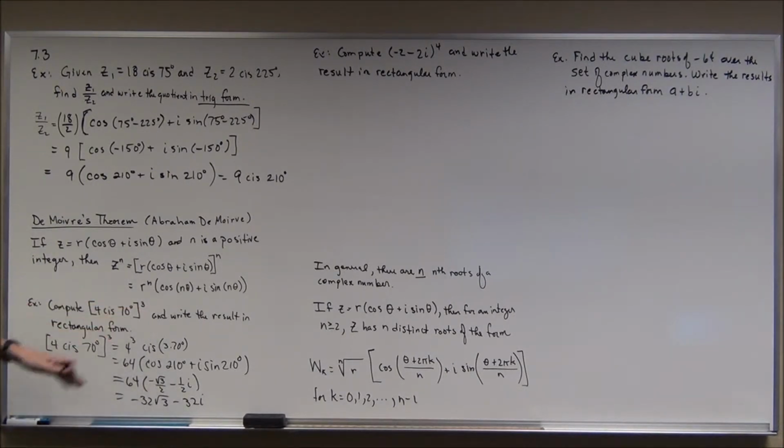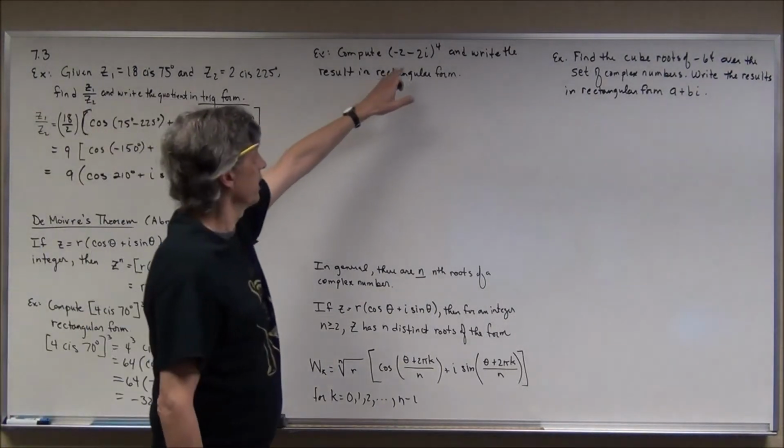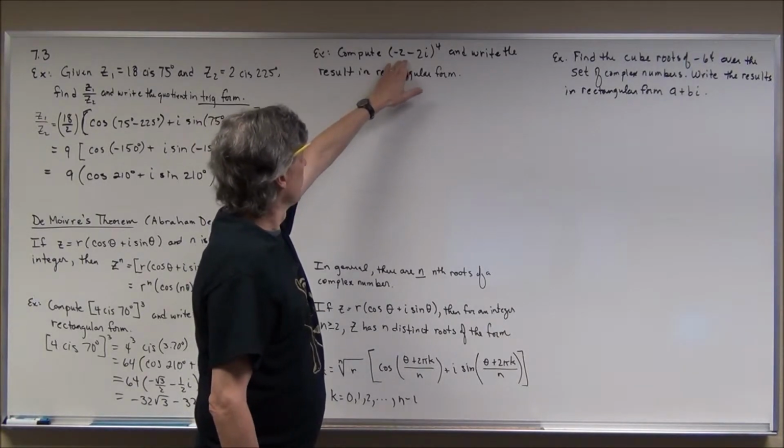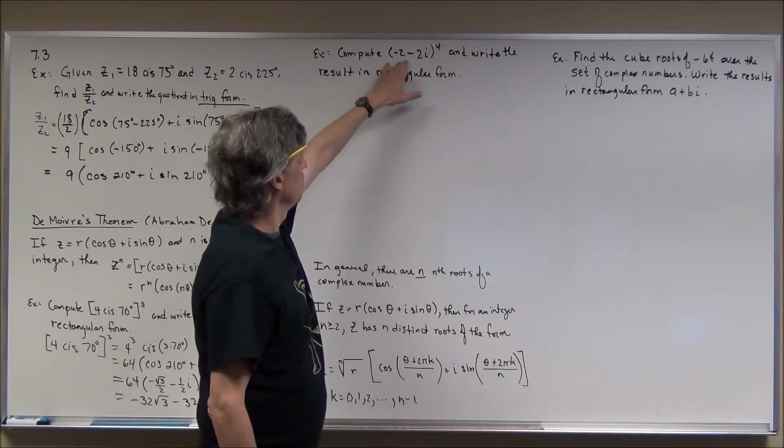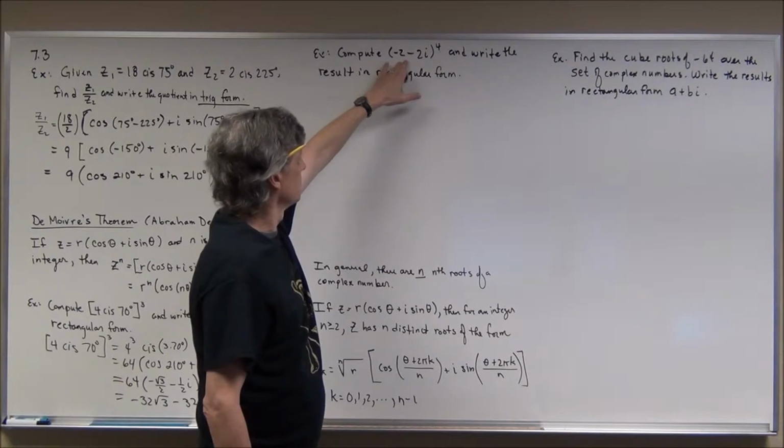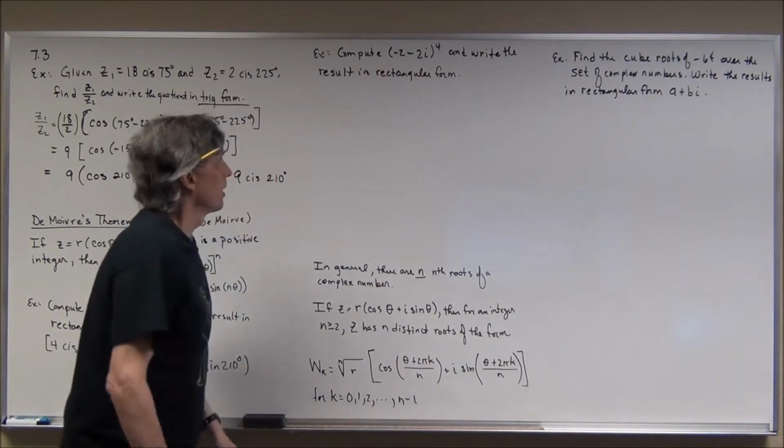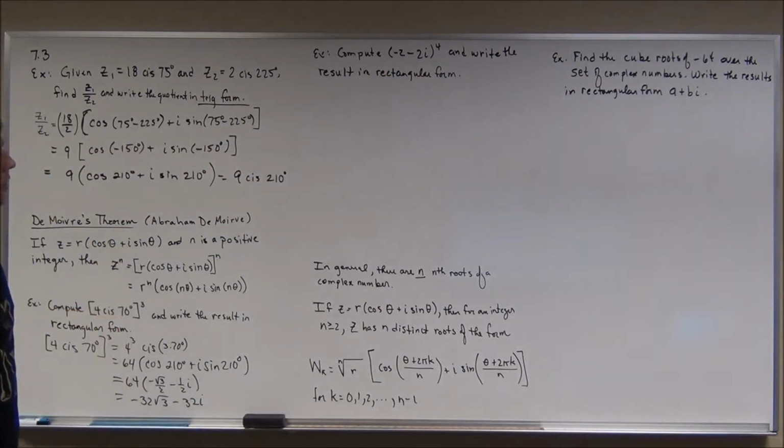And with an exponent of 3, that's not so bad doing FOIL. But if this exponent instead of 3 was, let's say, 300, well, doing it in rectangular form is for the birds. And here we go. This is in rectangular form. If I wanted to, I could multiply negative 2 minus 2i times itself 4 times, so 4 factors of it. But I'm going to go ahead and do this using DeMoivre's theorem.